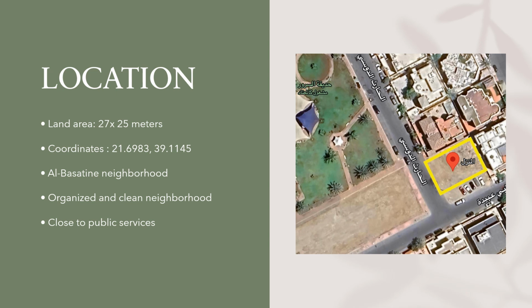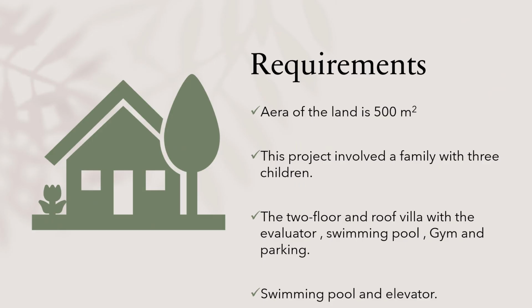This is the location of our house. We assured that the house overlooks two streets from two ways. It is in a not luxurious, but classy neighborhood. It is an organized and clean one and very close to public services, and it also meets the requirements of our client, which is a land of at least 500 meters squared.